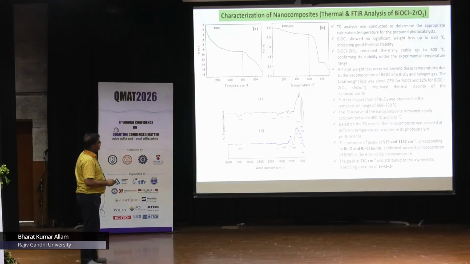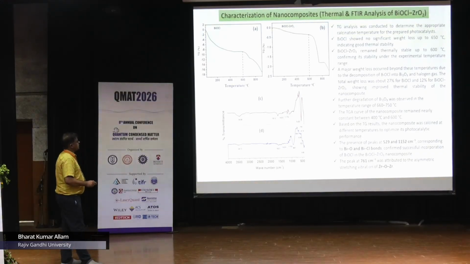Similarly, you can see that bismuth oxychloride, after 650 degrees centigrade, there is a significant loss of 27%, and that is due to the formation of bismuth oxide. In the bismuth oxychloride zirconium oxide nanocomposite also, we find 12% loss after 600 degrees centigrade. That is also due to the bismuth oxide formation.